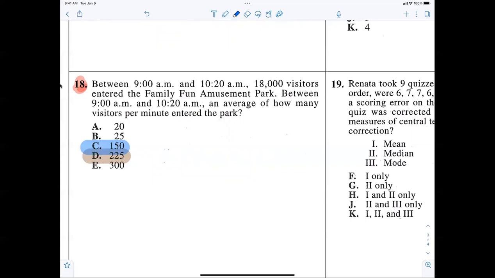So now, does everybody agree we're doing the average per minute, correct? So you have to tell me how many minutes were involved. From 9 to 10:20. Is that 80 minutes? 80, thank you. It's 80. So if we had 18,000 visitors in 80 minutes, do the math on that, please.